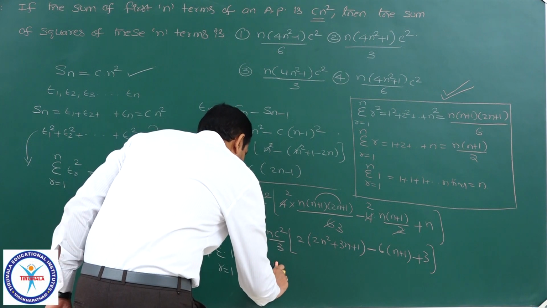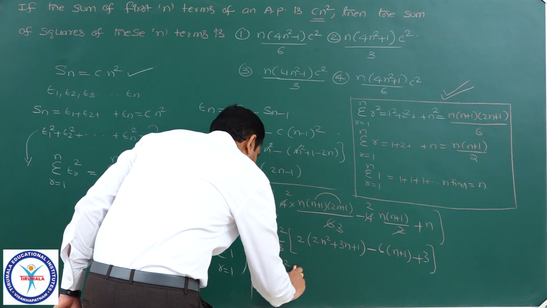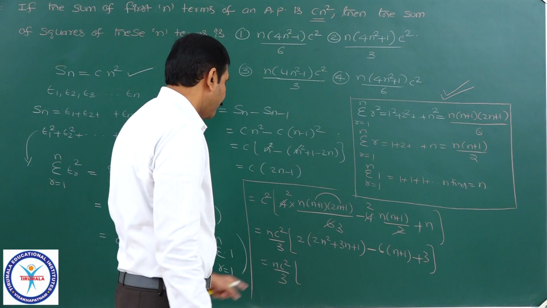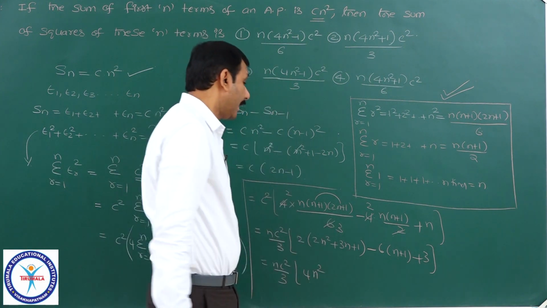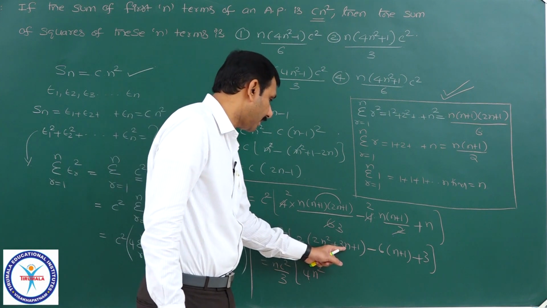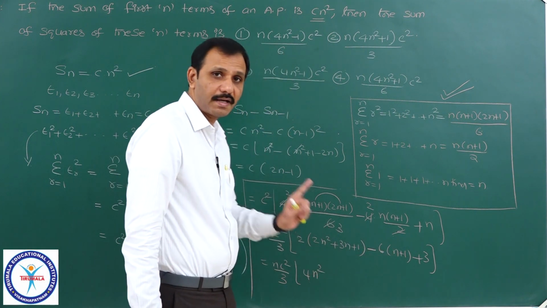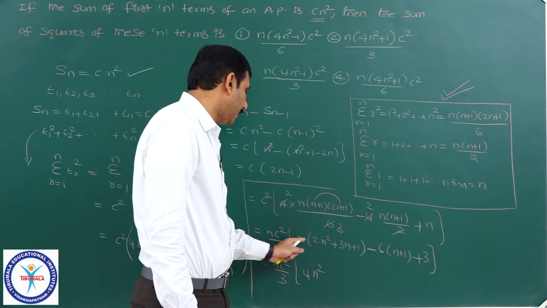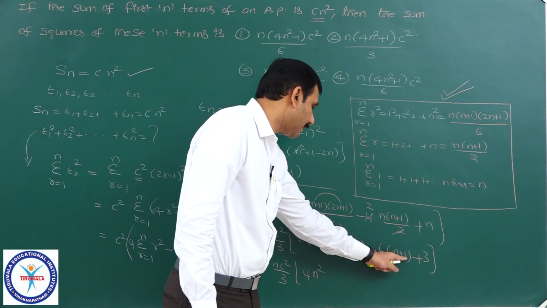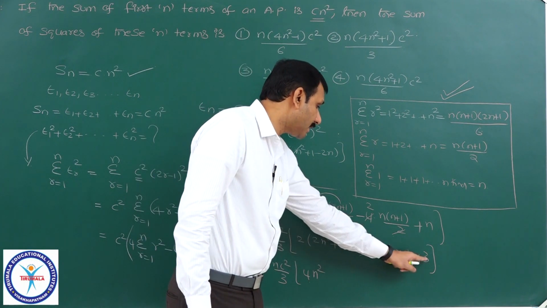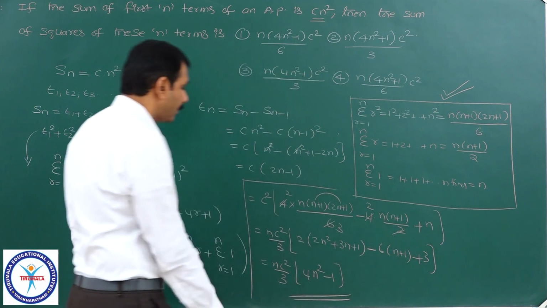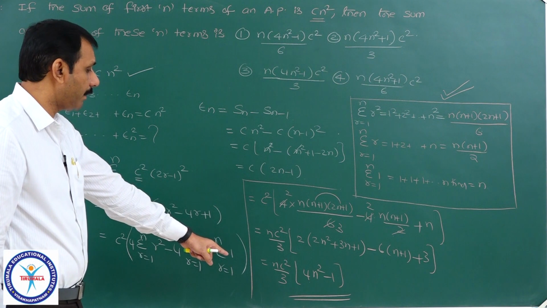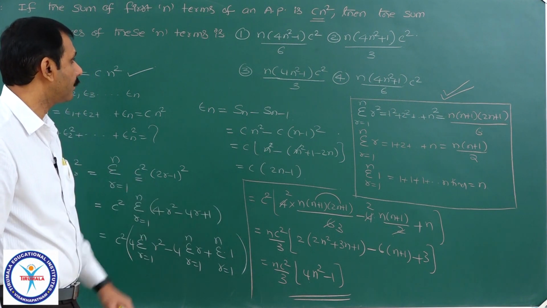It is equal to nC² by 3 into, how many n² terms do you see? 2 into 2, it is 4n². N terms: 2 plus 3 is 6n, minus 6n will get cancelled completely. Constant term: 2 minus 6 plus 3, minus 1, so 4n² minus 1. The answer is nC² by 3 into (4n² minus 1).